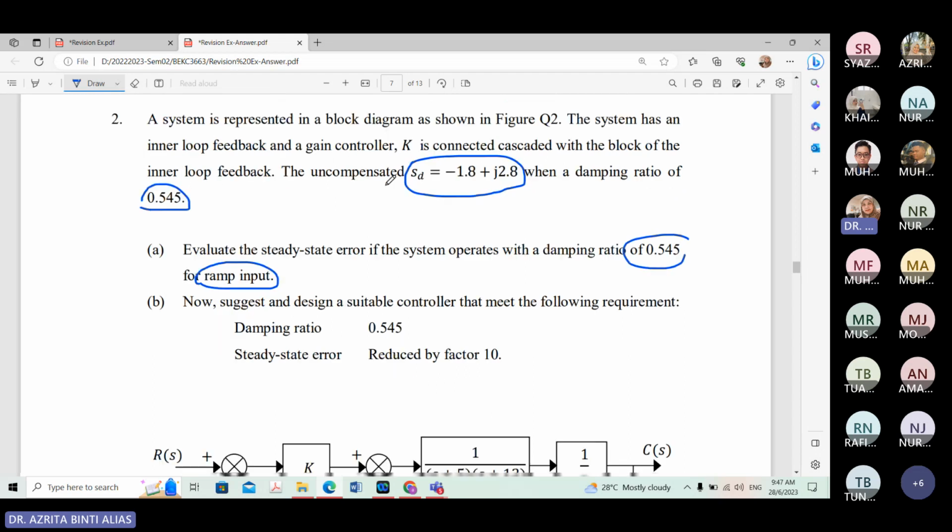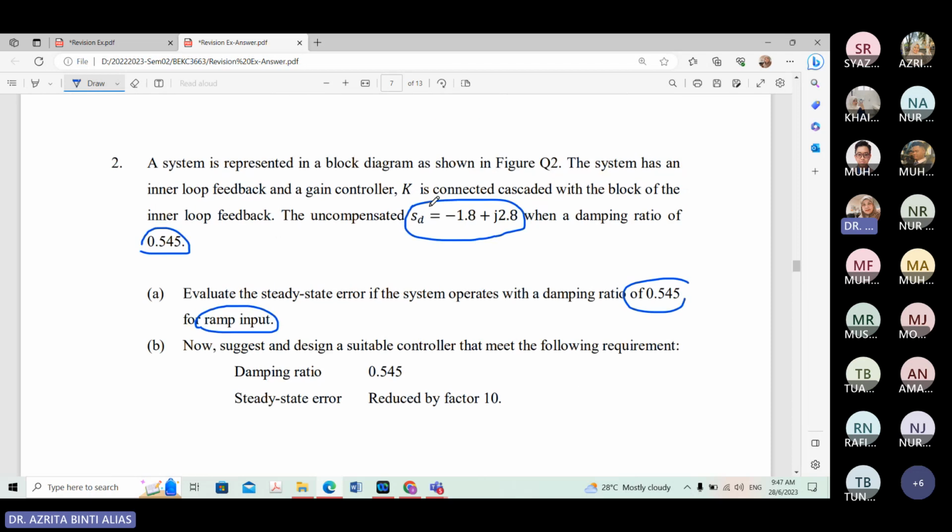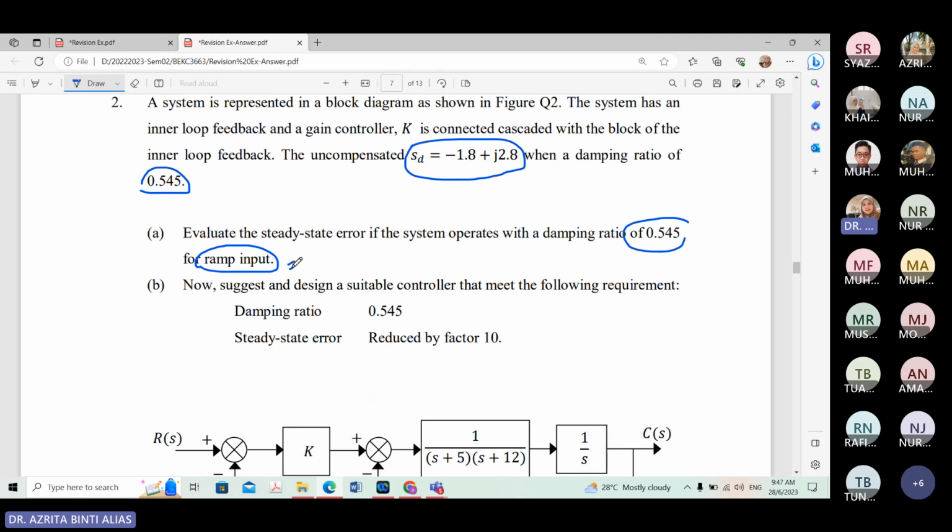Okay, so it is mentioned that the system here is the system connected with the K gain controller. The question asks us to evaluate the steady state error if the system operates with a damping ratio of 0.545 for a ramp input. So what we need to find here is the steady state error. We have a few formulas for the steady state error. It depends on the type of our input.